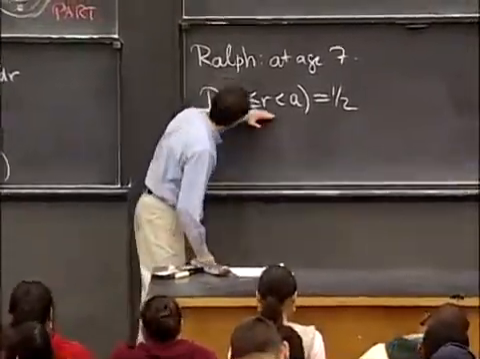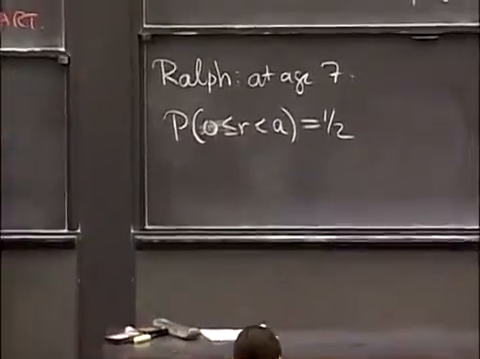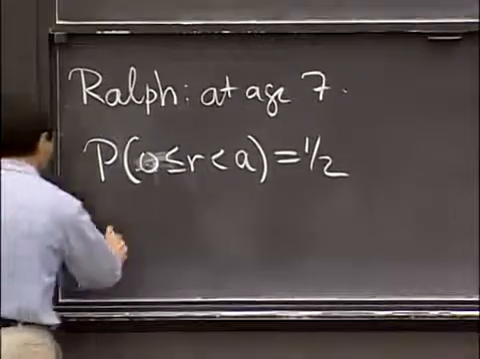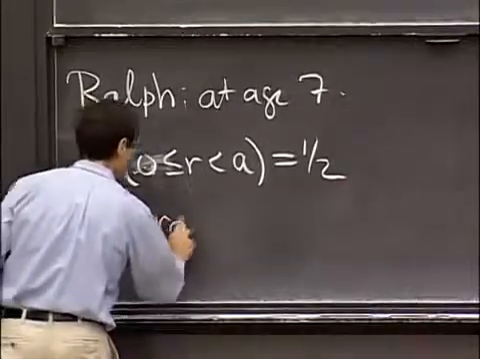All right, so here's the extra assumption that I want to make. A is going to be the radius of the target.